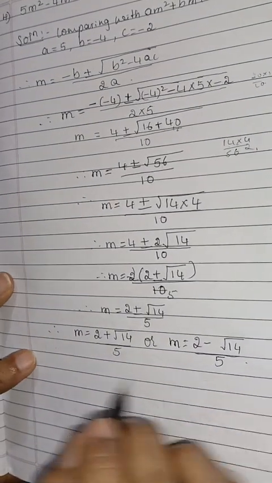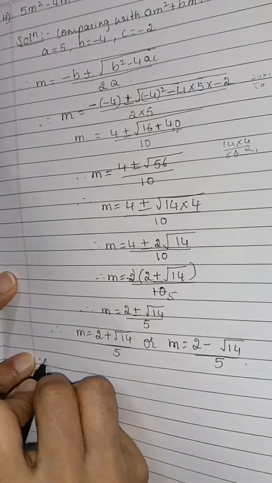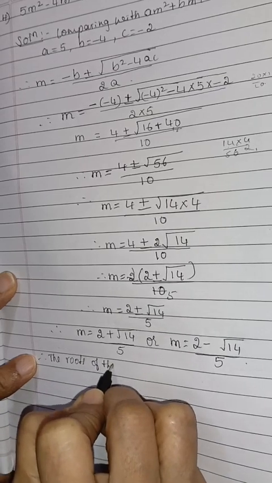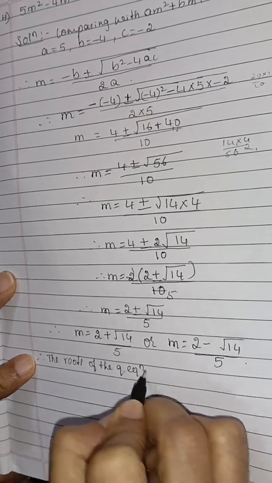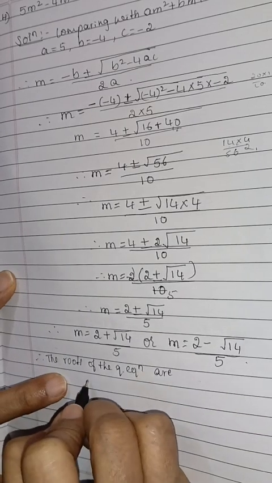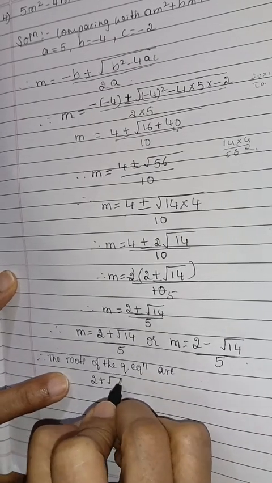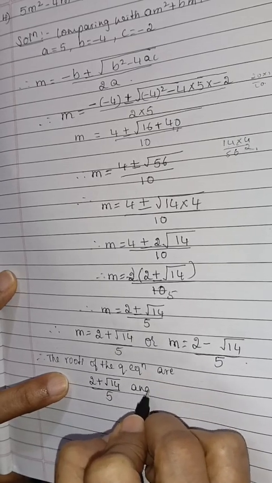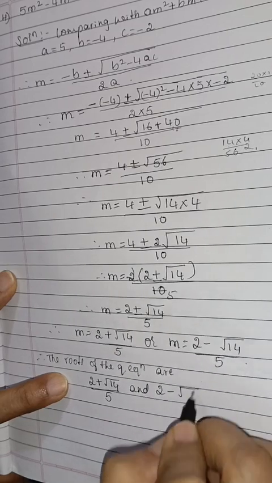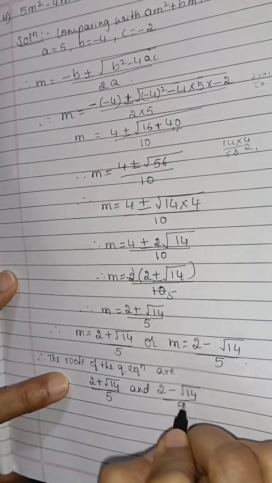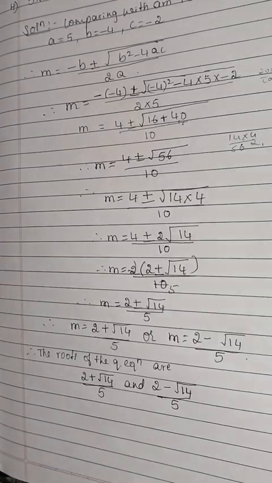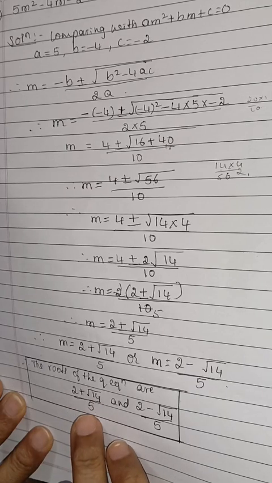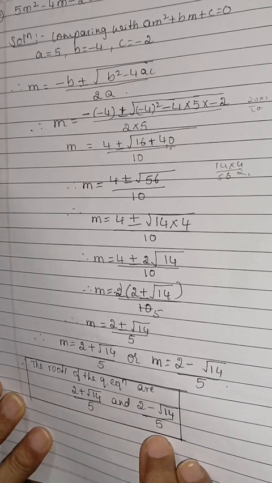Okay, therefore the roots of the quadratic equations are, one is 2 plus root 14 divided by 5, and another one is 2 minus root 14 divided by 5. Okay, therefore the roots of the quadratic equations are 2 plus root 14 by 5, another one is 2 minus root 14 by 5.